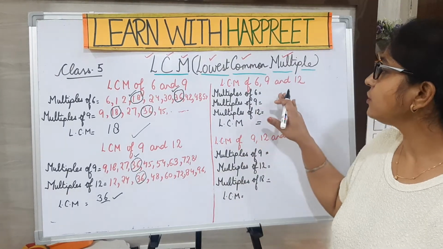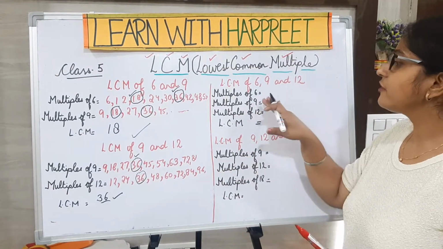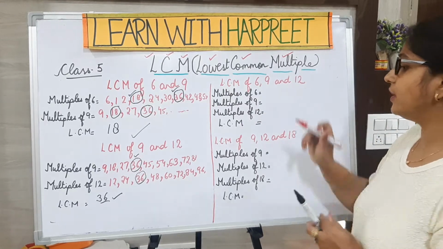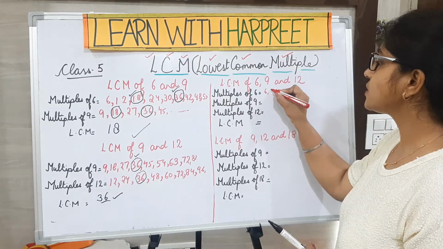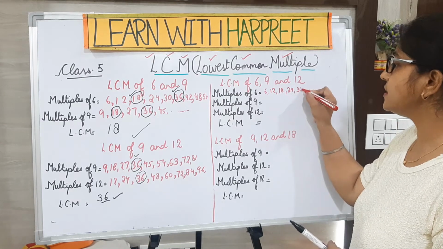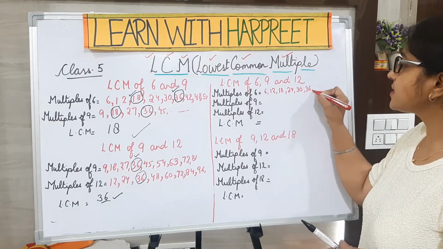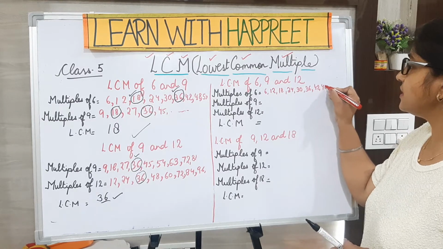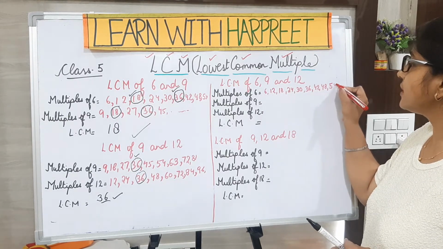Coming to here, 6, 9 and 12. Write down the multiples of 6 first. 6 ones are 6, 6 twos are 12, 6 threes are 18, 6 fours are 24, 6 fives are 30, 6 sixes are 36, 6 sevens are 42, 6 eights are 48, 6 nines are 54 and so on.